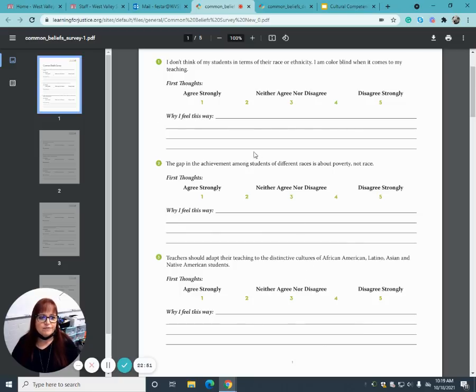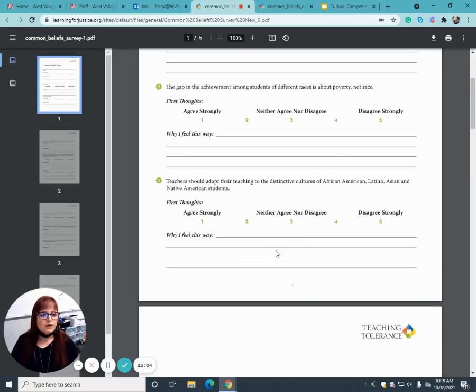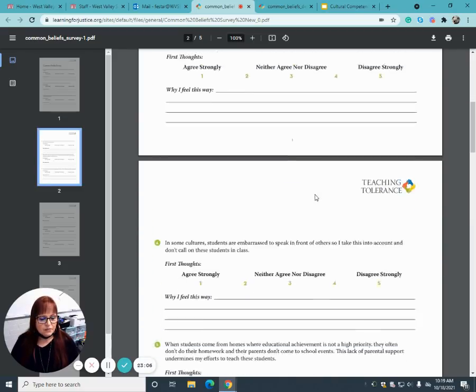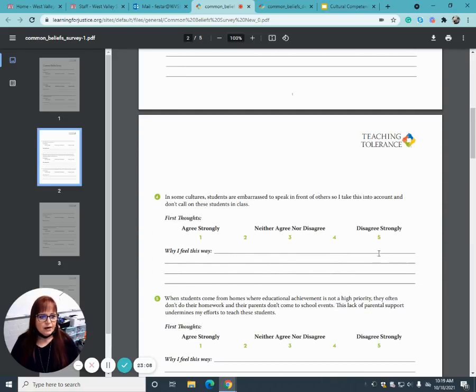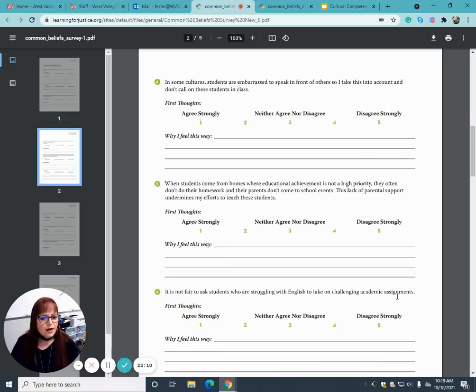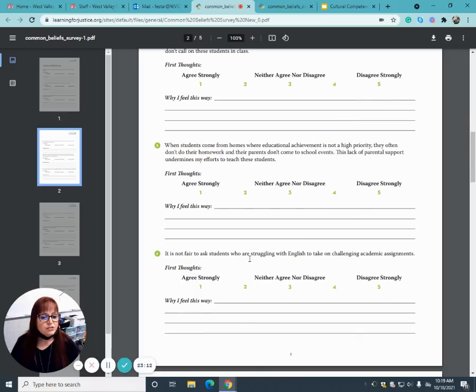The gap in achievement among students of different races is about poverty, not race. How do you feel about that statement? Do you agree with it, disagree, or are you just in the middle, and why? And it goes on from there. It's not fair to ask students who are struggling with English to take on challenging academic assignments. Do you agree or disagree, or you're just in the middle?